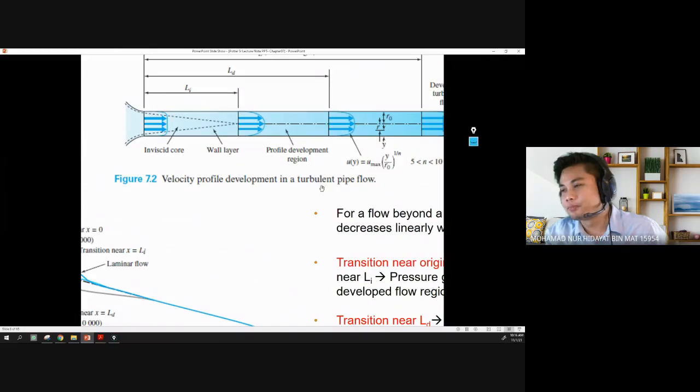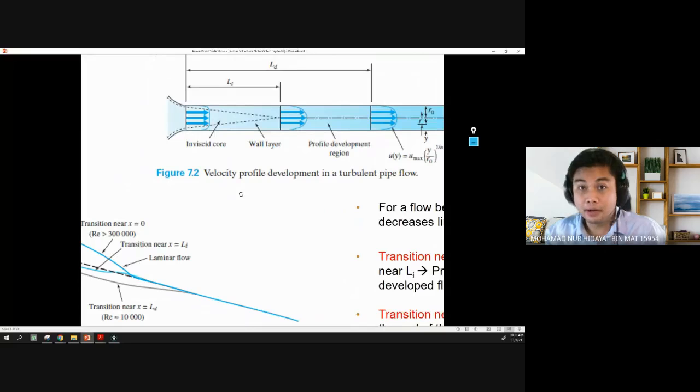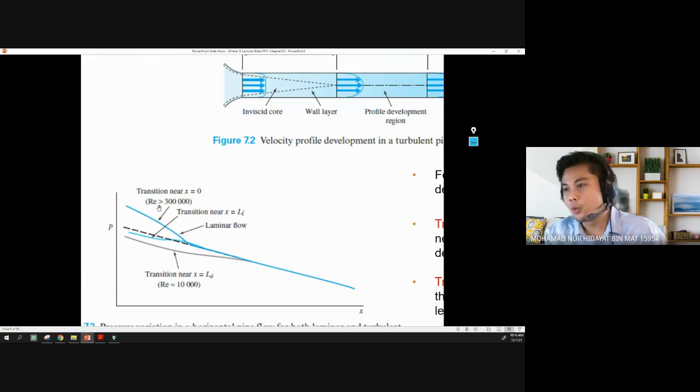So in this case, what they are trying to show is the case under turbulent flow. What happens to the pressure inside the turbulent flow? You can see that when the Reynolds number of the turbulent flow is more than 300,000, the pressure drops very fast from higher to this point. Now this one, transition near x equal to LD, Reynolds number 10,000. Is it laminar or turbulent?